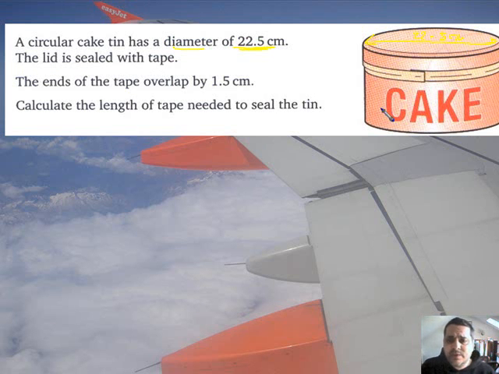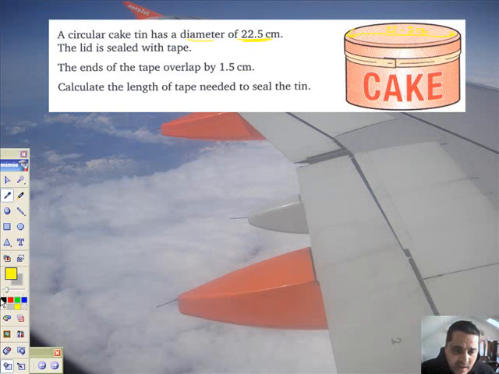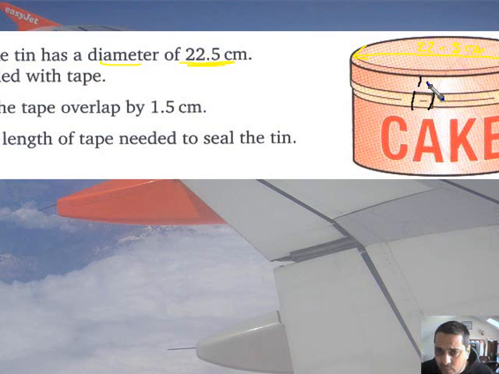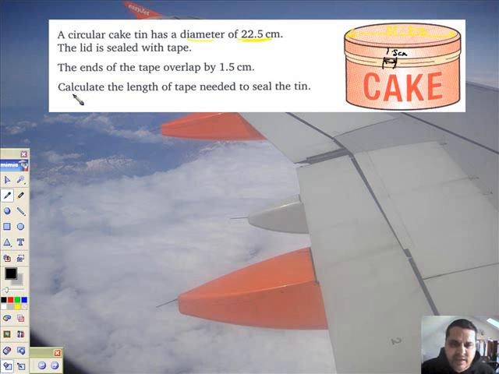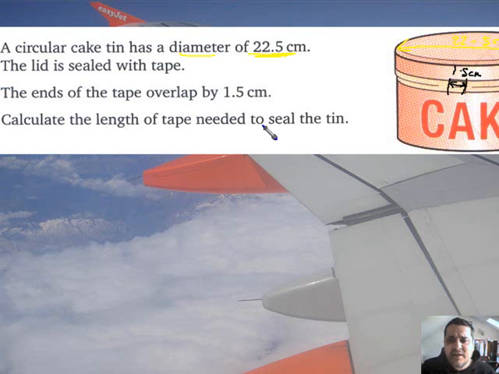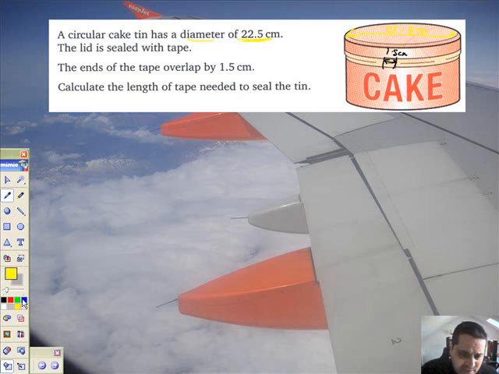The lid is sealed with the tape. There's the tape there. And the ends of the tape overlap by 1.5 centimeters. So from here to here, that's an extra 1.5 centimeters. Let's just draw it in, and that's significant. Calculate the length of tape around needed to seal the tin. Alright, let's just do it.